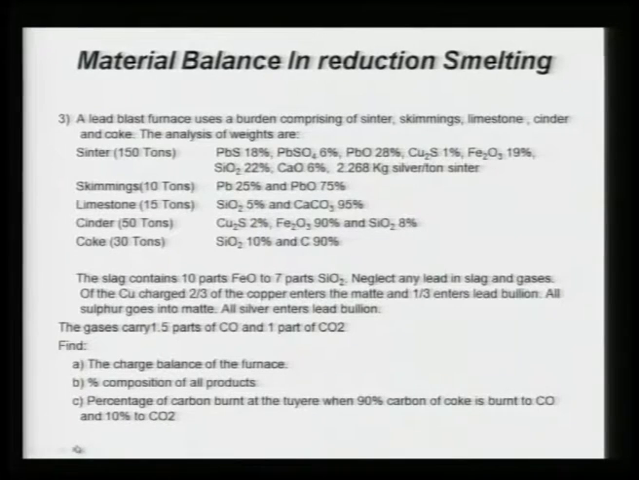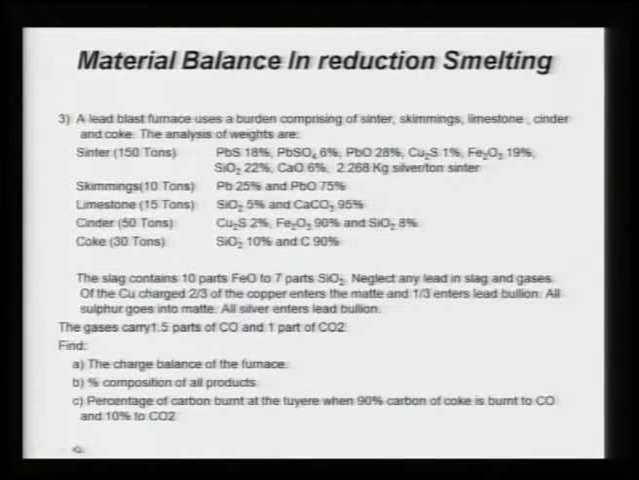So, remember in this problem you should also understand that the product of smelting of lead ore is not pure lead, it is an impure lead which is called lead bullion. When you say lead bullion, it contains several impurities. Say copper is one impurity, silver is another impurity, antimony and so on, depending upon the elements which are present. So, these are all the impurities. So, it is called lead bullion. So, it is said 1/3 of the copper enters into lead bullion, all sulfur goes into matte, all silver enters into lead bullion.